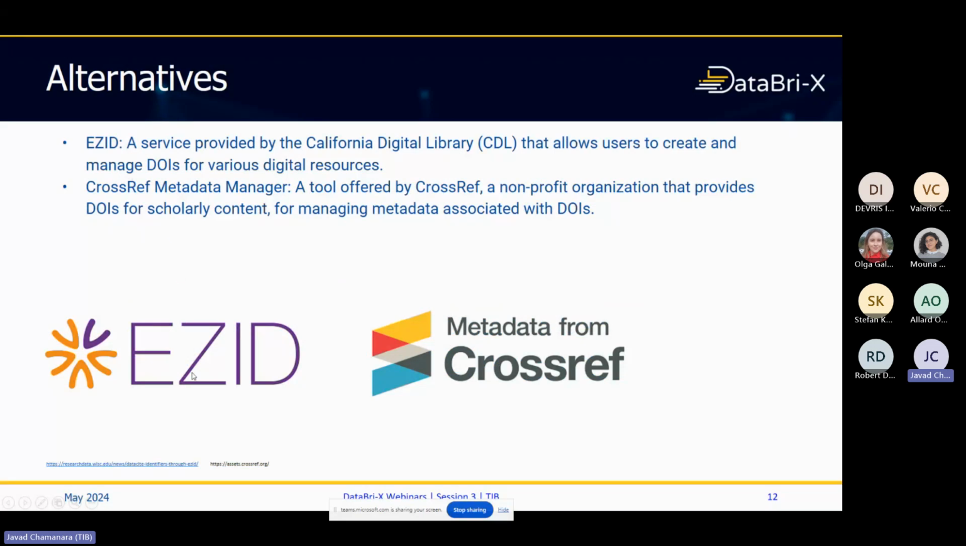There are also other clients like EasyID or metadata from Crossref. So Crossref is also capable of actually minting DOIs. EasyID also, but I would say the dominant one is still the Fabrica.